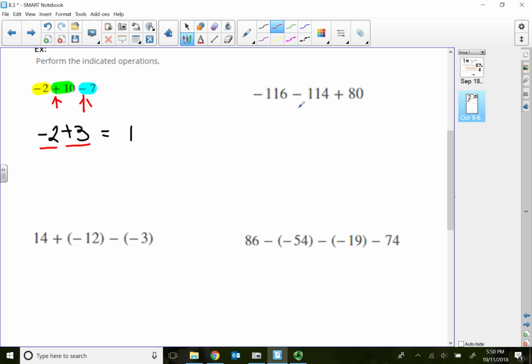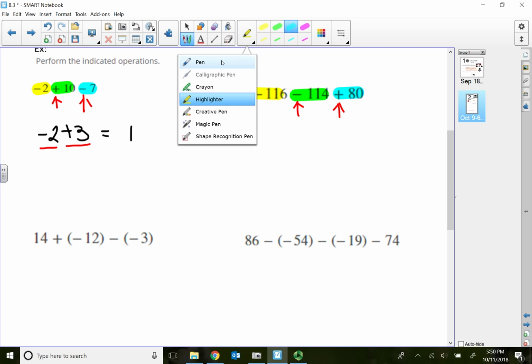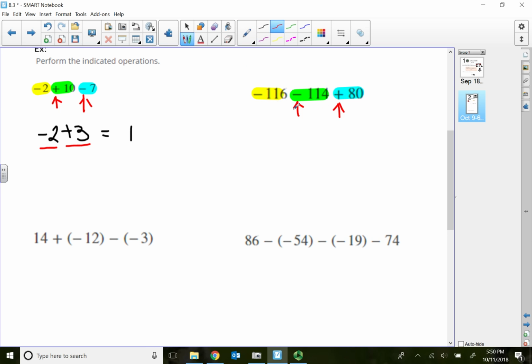All right, let's take a look at this one on the right. Two addition and subtraction signs outside the parentheses, so that gives me 3 terms. Once again, my first term is negative 116, second term negative 114, and I got myself a positive 80. Let me combine the first 2 terms. These 2 terms have the same sign, so mentally we will add them.